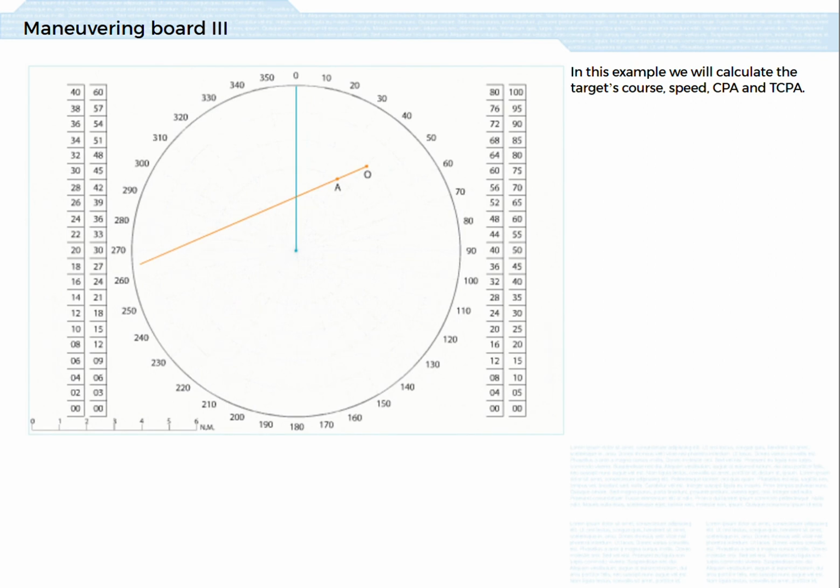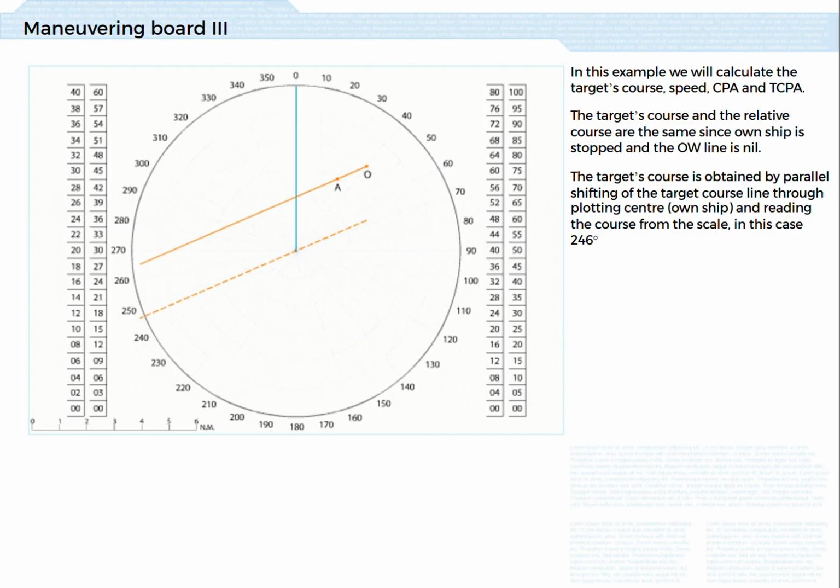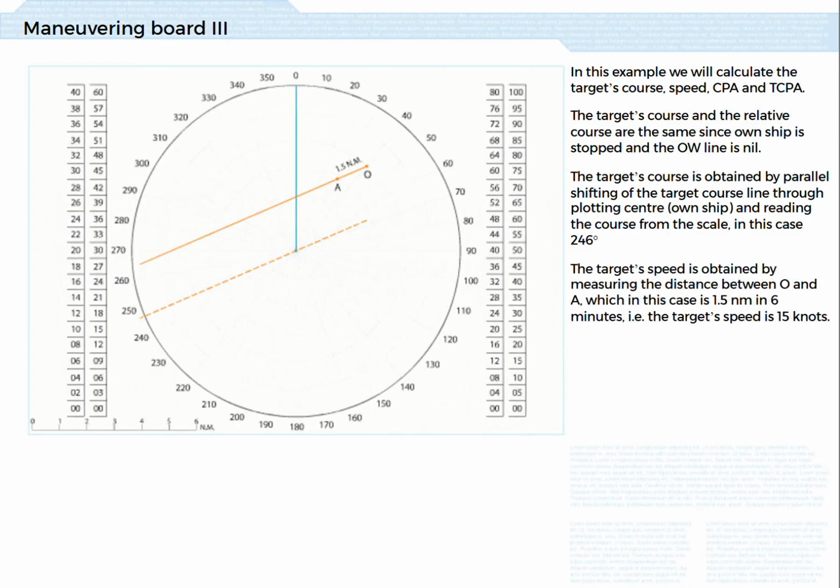In this example, we will calculate the target's course, speed, CPA and TCPA. The target's course and the relative course are the same since own ship is stopped and the OW line is nil. The target's course is obtained by parallel shifting the target course line through the plotting center and reading the course from the scale, in this case 246 degrees. The target speed is obtained by measuring the distance between O and A, which in this case is 1.5 nautical miles in 6 minutes, i.e. the target speed is 15 knots.